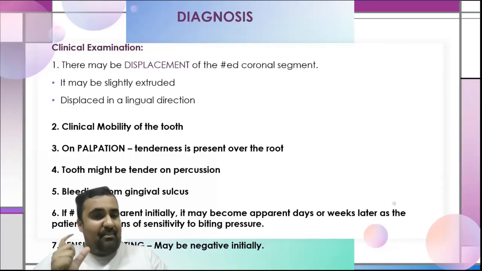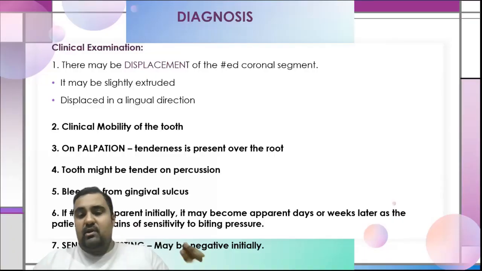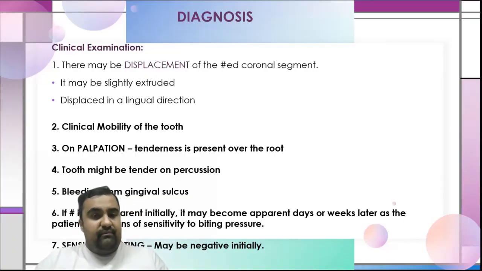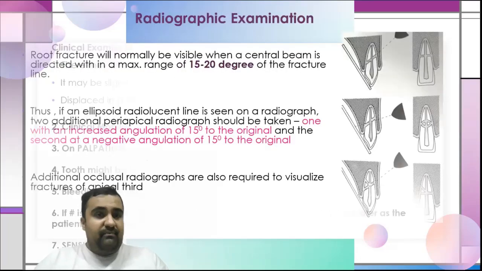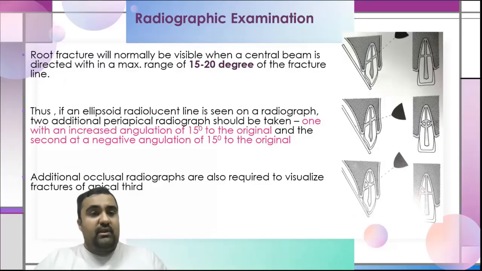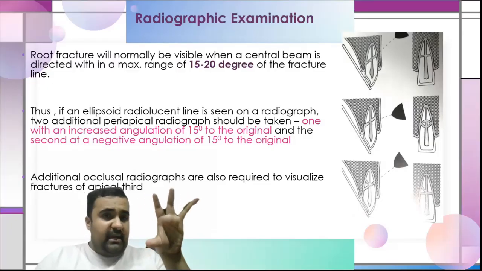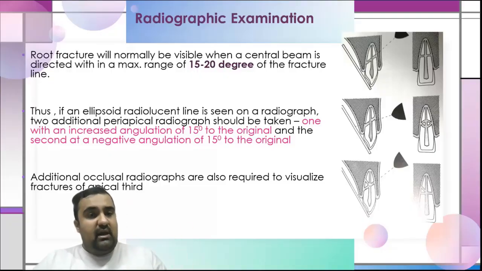If the fracture is not apparent initially, it may become apparent over a period of days or weeks, and as it progresses, the patient complains of sensitivity, especially when biting hard food. So it will be sensitive to biting pressure. Sensitivity testing may be negative initially. Radiographic examination, how will you examine? A root fracture will normally be visible when the central beam is directed at a range of 15 to 20 degrees, and occlusal radiographs can be taken.